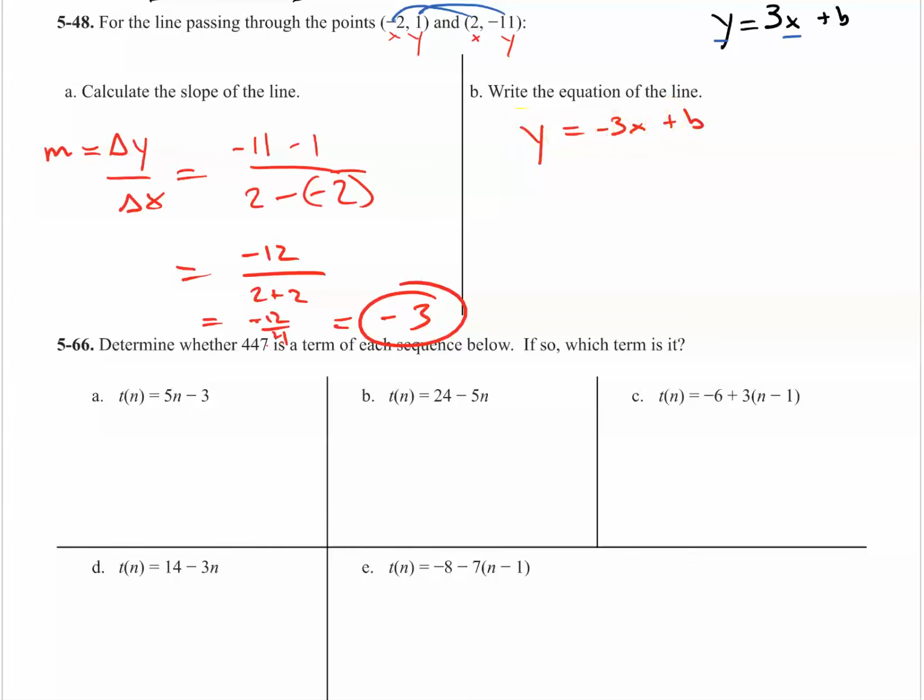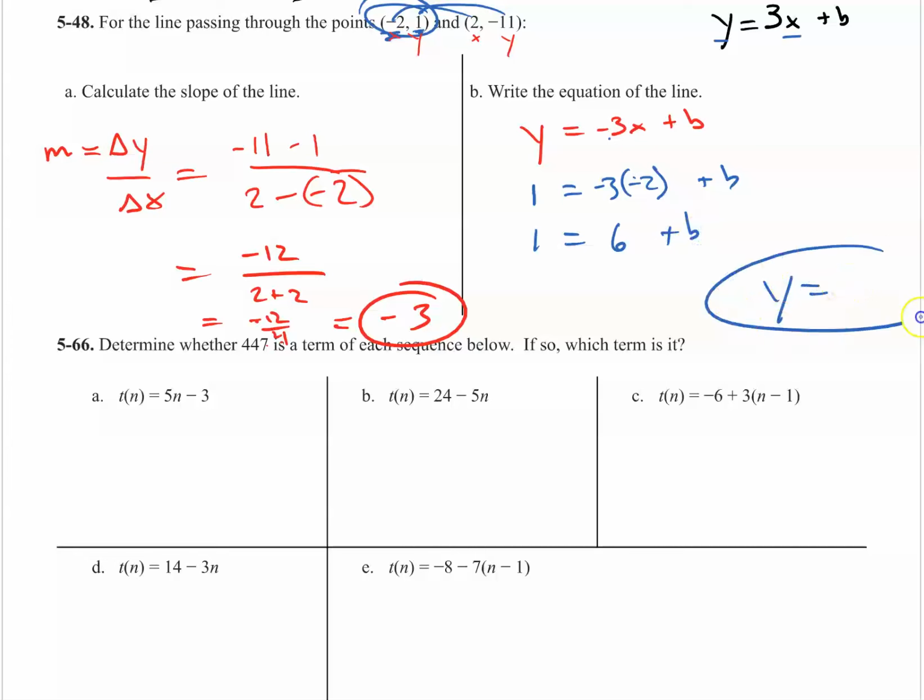And just like the last one, you plug in negative 3 for m. So it's y equals negative 3x plus b. And then you choose one of these points. I'm going to pick that one because the numbers are smaller. Let's take the y coordinate, which is 1. And this is 1 equals negative 3 times the x coordinate, which is negative 2, plus b. Leave b alone. So we have negative 3 times negative 2. That's going to be 1 equals 6 plus b. And I'll let you solve it. Write your answer in y equals form. Write the equation.